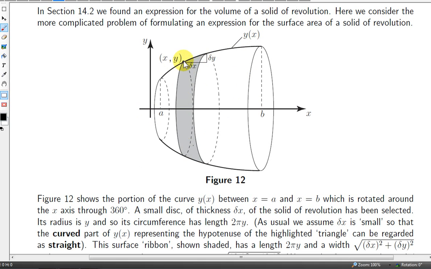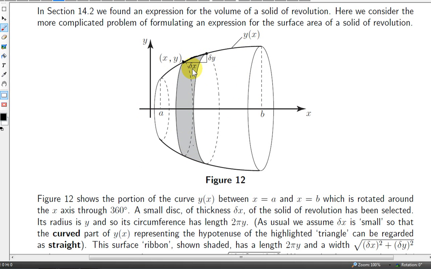So what we do is consider 2 points that are close together on the curve, and consider what we get when we rotate this piece of the curve around the x-axis. We'll get this ribbon shown. The horizontal distance between these two close points is delta x, the vertical distance is delta y.